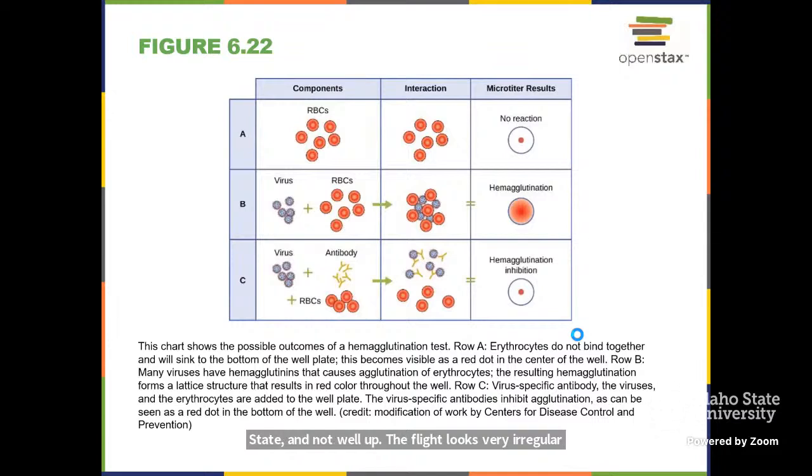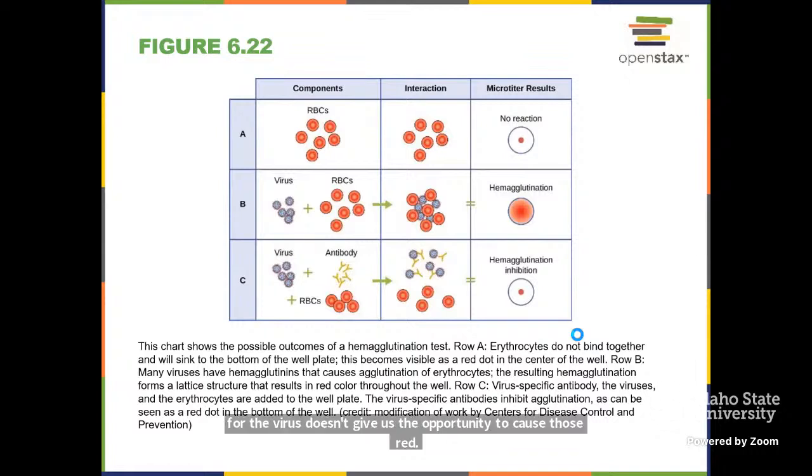And the next bit, this is really the test, right? We add what we added in B, the red cells and the virus, but we also add a serum sample from that patient, so antibody within that serum. And if they have antibody against the virus, that's really what we're testing for, is this present? If it is, it links up to the virus and doesn't give it the opportunity to cause those red cells to clump. And so now a positive looks like our control up above.